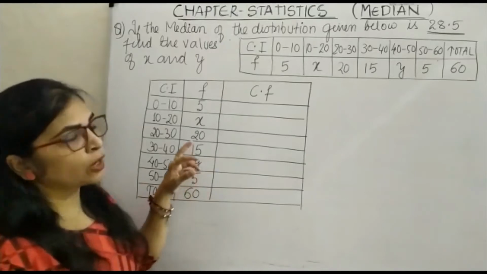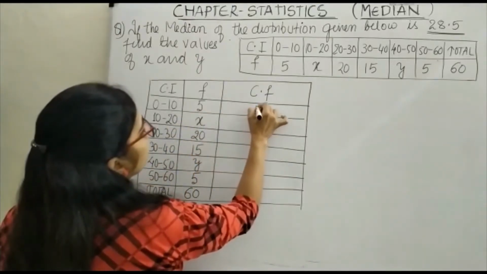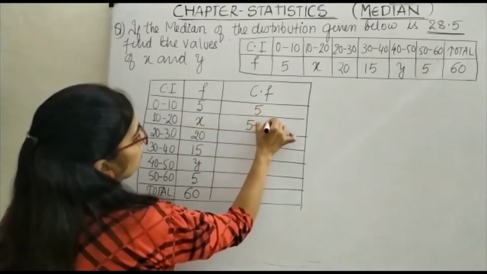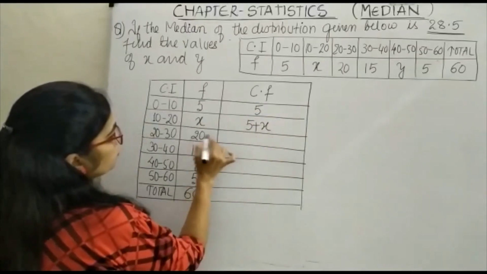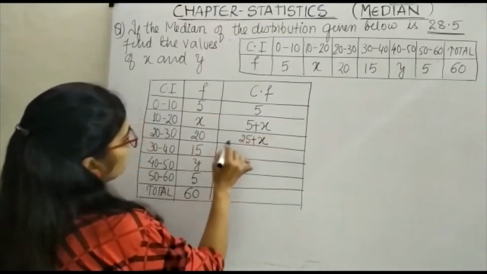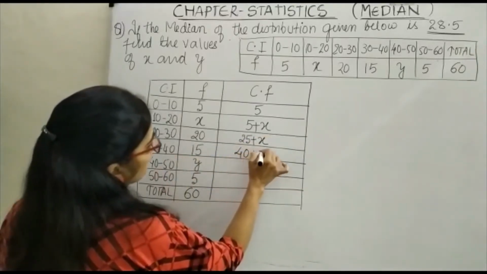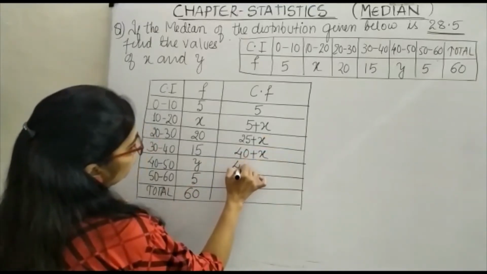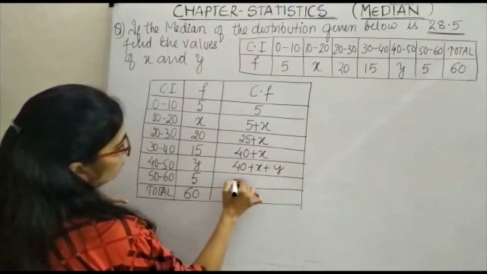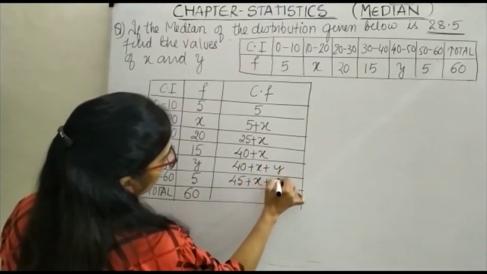Now we know how to find the cumulative frequency. First of all, this 5 will be here. Next, 5 plus x. Again, 5 plus x plus 20, that is 25 plus x. 25 plus 15, that is 40 plus x. Here it will be 40 plus x plus y. Here it will be 45 plus x plus y.